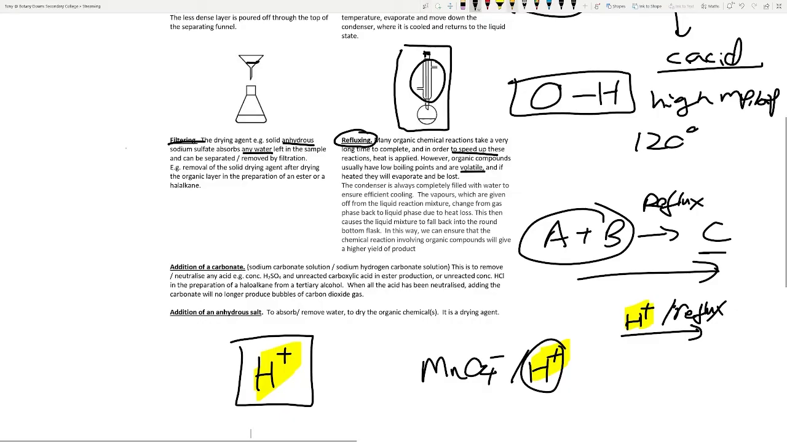Okay, so what we want to do is add a carbonate. Carbonate is not the most reactive group of molecules, so normally you just chuck it into this mixture. The carbonate only has one job, which is to find any H pluses, concentrated H2SO4, any unreacted carboxylic acid that you simply don't want, any unreacted HCl in the preparation, whatever, it doesn't matter. You want this carbonate to go in there and get rid of them.